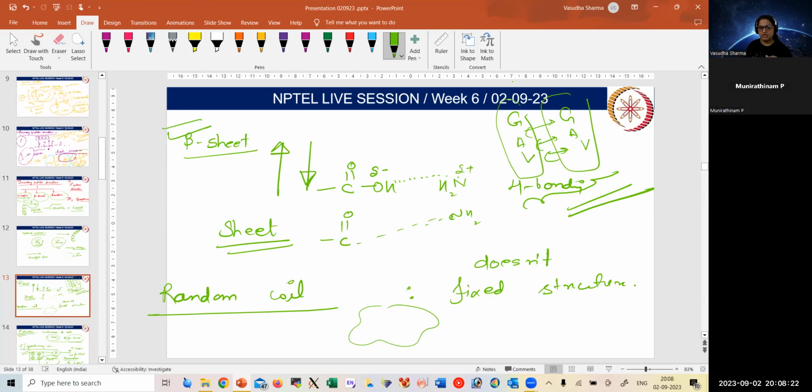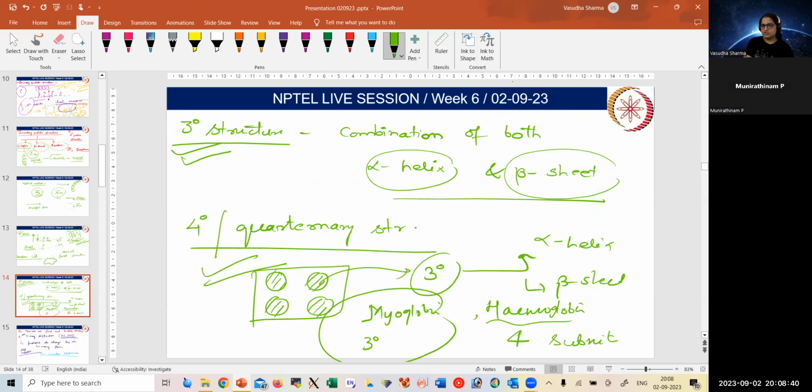And random coil, as its name suggests, is a random thing. It is not having any certain structure, just like a thread. You can coil it, turn it any way. So it is not having a fixed structure. It looks like a coil structure.